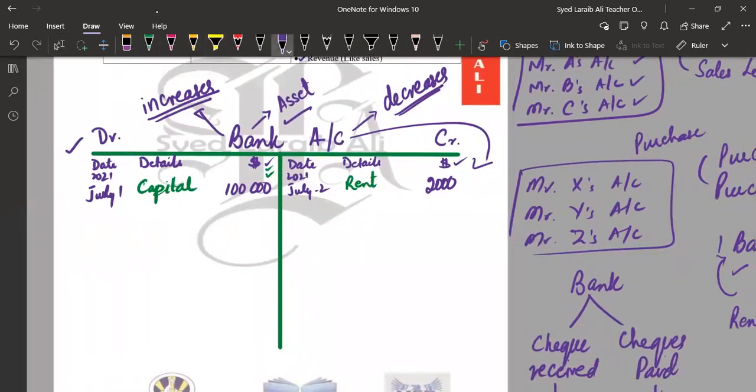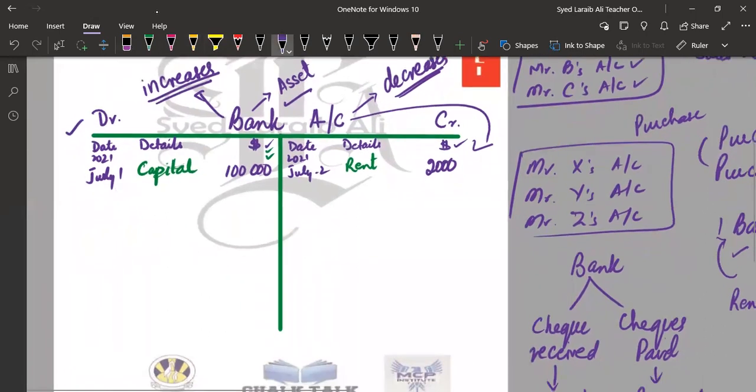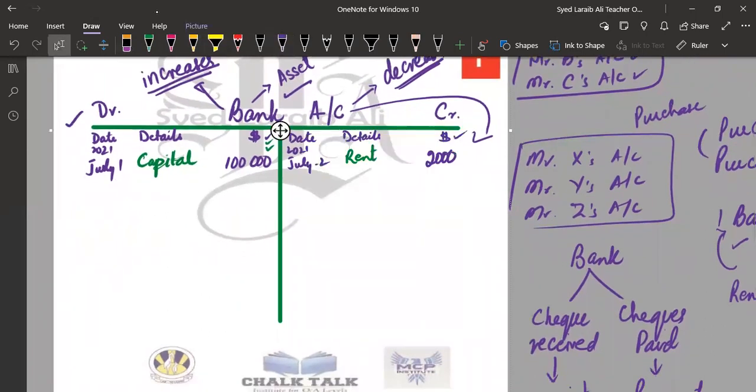Then again, let's say there is another transaction on July 3rd. The business paid against the purchases. The business purchased goods and paid through bank. So the transaction would be purchases has been debited and bank has been credited. Why? Because the payment was made through bank. So we'll record it on the credit side that the bank has been credited by 1,000 because we paid through bank against purchases.